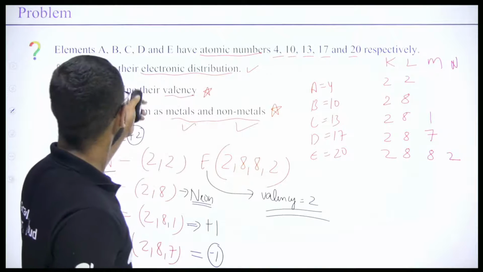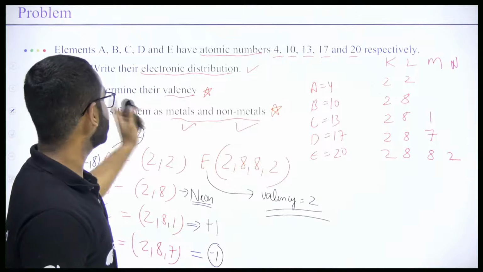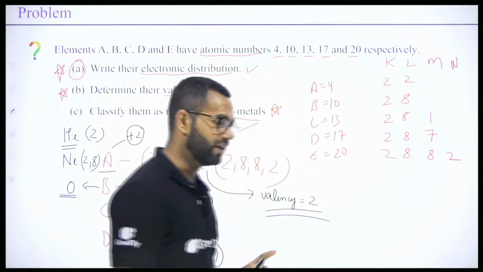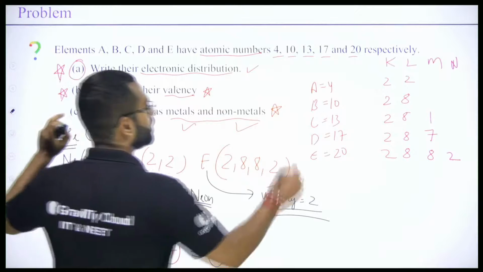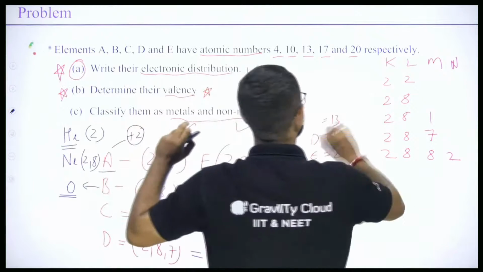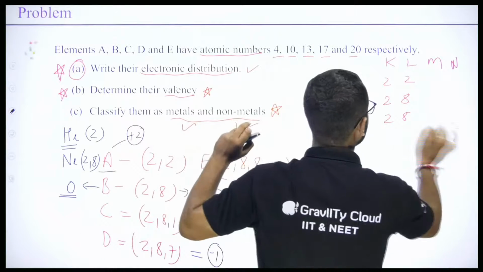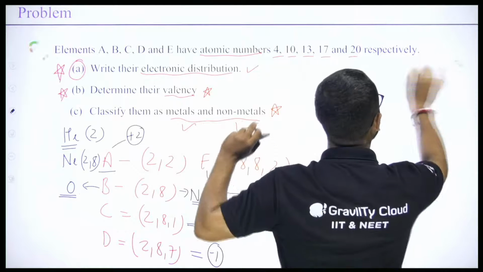So valency is done, configuration is done. Classify them as metal and non-metal. So write this line. Just write the statement. It says metals and non-metals. Okay.